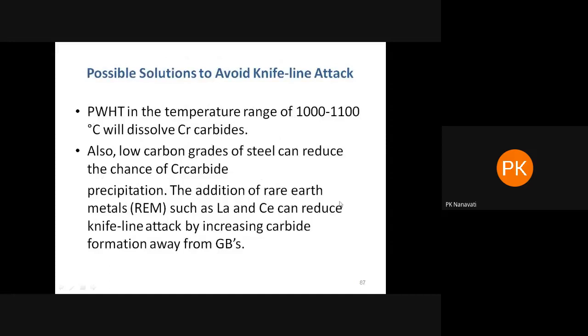Or else, you can add some rare earth elements like lanthanum and selenium, which are now the latest development in welding steel. So you can get rid of the knife line attack.